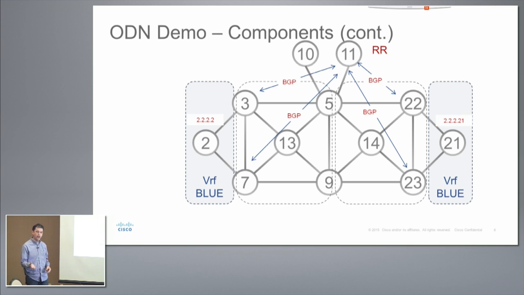Service-wise, how am I going to be learning my service routes? I have my L3 VPN route reflectors, so that's business as usual. So I have my multiprotocol BGP between 3, 7, and the other PEs up to the route reflector.